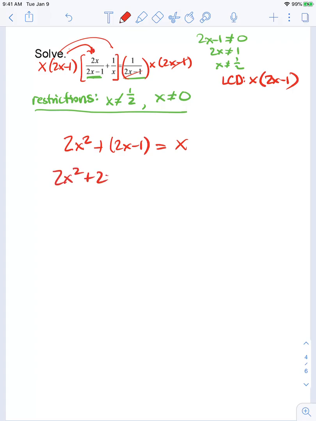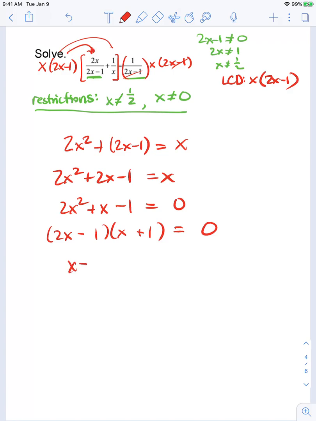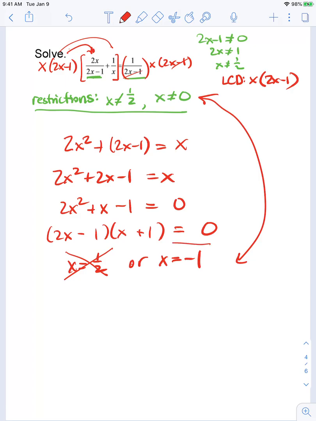Simplifying, 2x squared plus 2x minus 1 equals x. Set equal to 0 by subtracting an x. So 2x squared plus x minus 1 equals 0. Factor and solve. (2x minus 1)(x plus 1) equals 0. Here I get x equals 1/2 or x equals -1. Compare this to your domain restrictions. I see that x cannot equal 1/2, so I must eliminate that solution, and I'm left with the only solution of x equals -1.